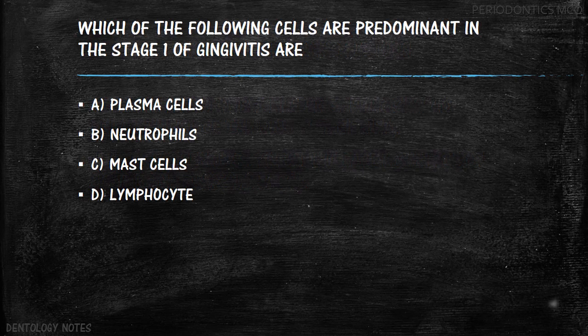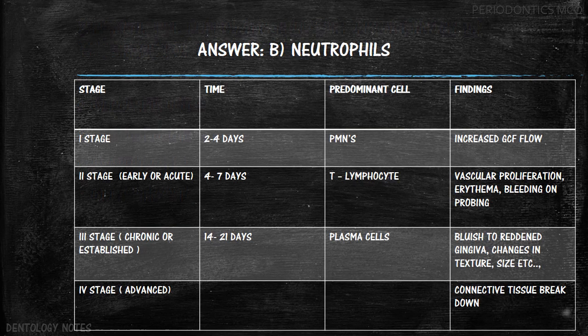Which of the following cells are predominant in stage 1 of gingivitis? A. Plasma cells. B. Neutrophils. C. Mast cells. D. Lymphocytes. Answer: B. Neutrophils.